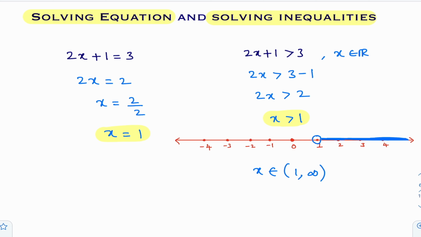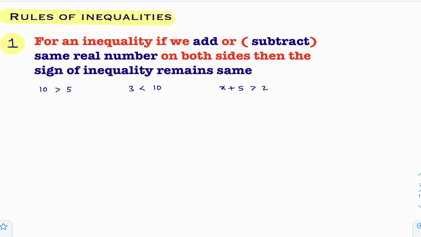Okay. So now we are going to learn how to solve an inequality. See, you know how to solve an equation. Until now, you learned how to solve equations, right? Now, how to solve an inequality? To solve an inequality, we need to know mainly four rules. Mainly four rules are there. Rule number one, you see, what is rule number one?